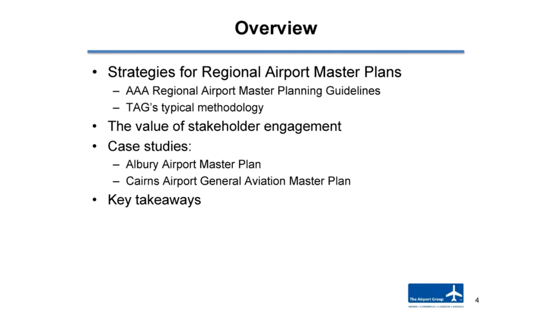So now that introductions are out of the way, this is the overview of my presentation for today as was just described. So firstly, I'll go over a couple of strategies that you can adopt for regional airport master plans. I'll briefly go over the AAA guideline and a methodology that I would say we would typically adopt. I'll discuss the value of stakeholder engagement in airport master planning and just airport development generally. And I'll then provide a couple of case studies from master plans, so one for Albury Airport in New South Wales and one for Cairns Airport, looking at the General Aviation Precinct specifically. And I've then summarised a few key takeaways from the presentation.